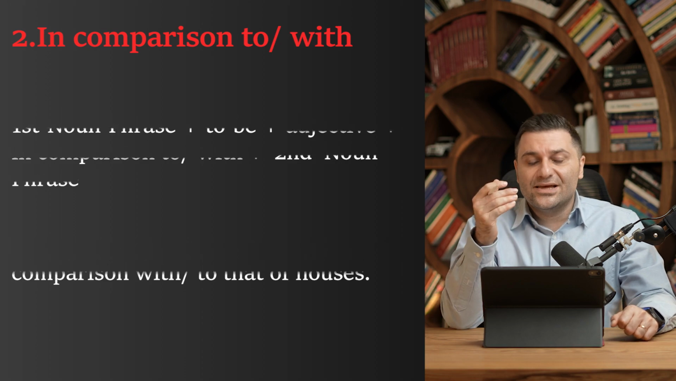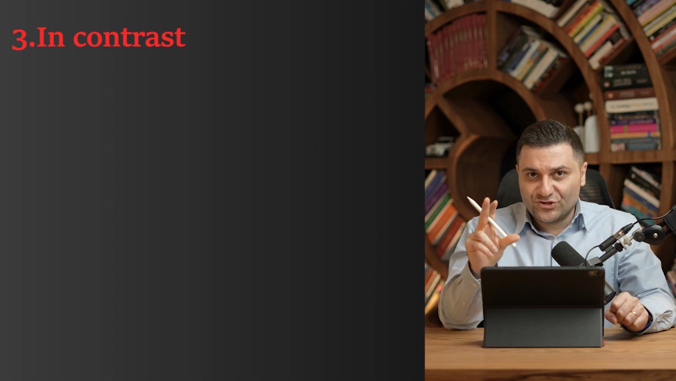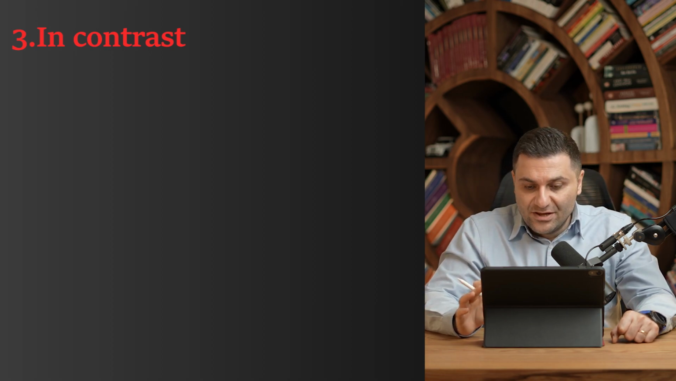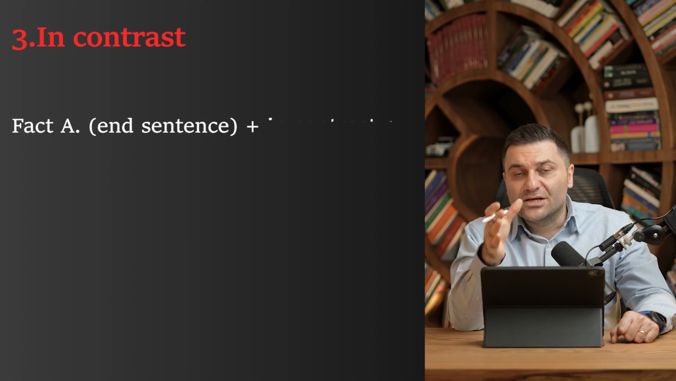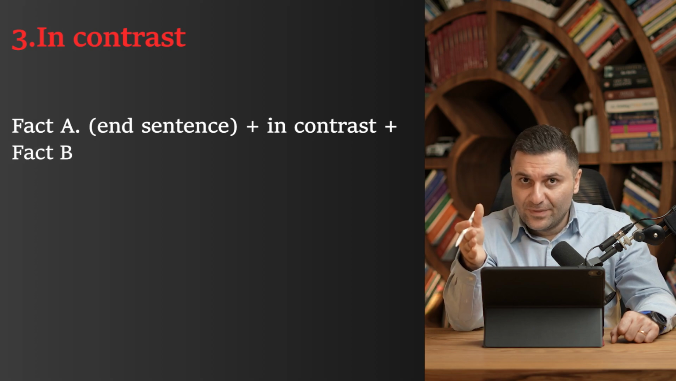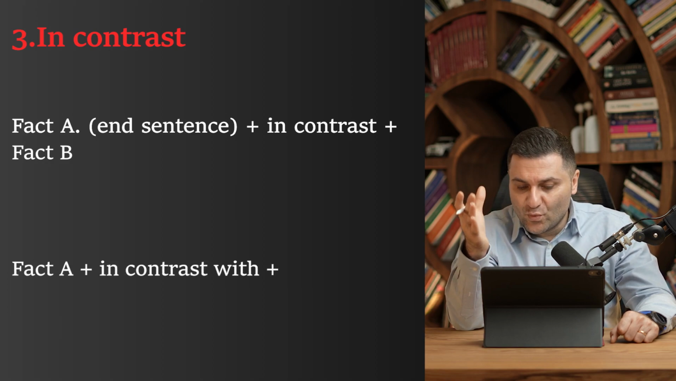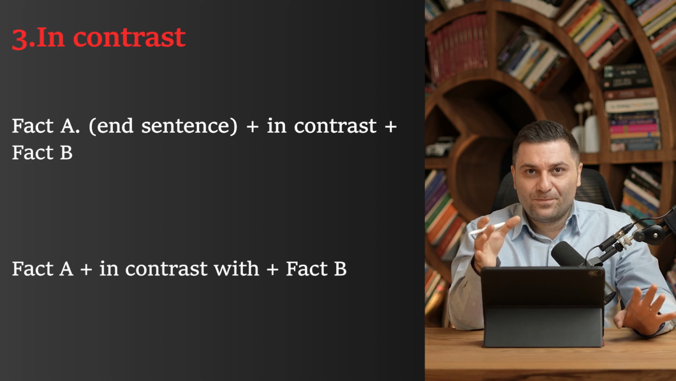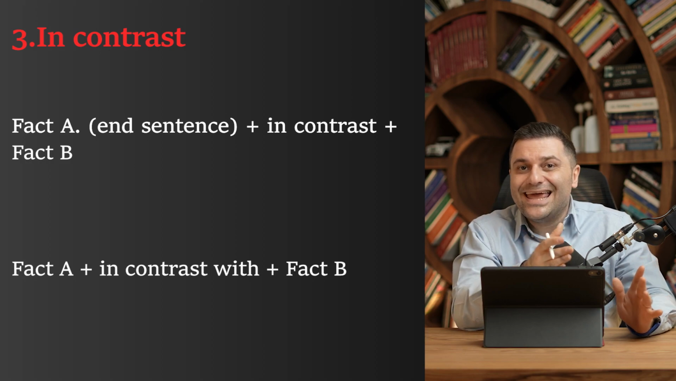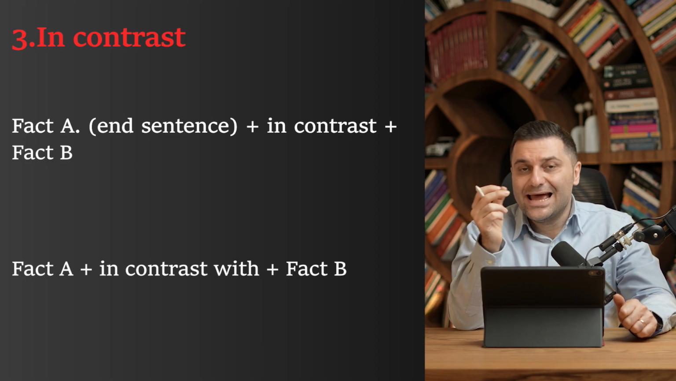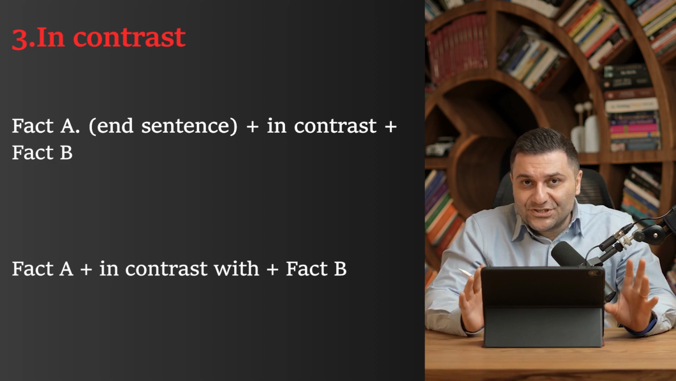Our next phrase is in contrast. We can have two structures here when we want to use in contrast. The first one is fact A plus a full stop, then in contrast and fact B. And the second structure is fact A plus in contrast with and fact B. In the first one, the sentence before in contrast ends. However, in our second structure, the sentence about fact A does not end.